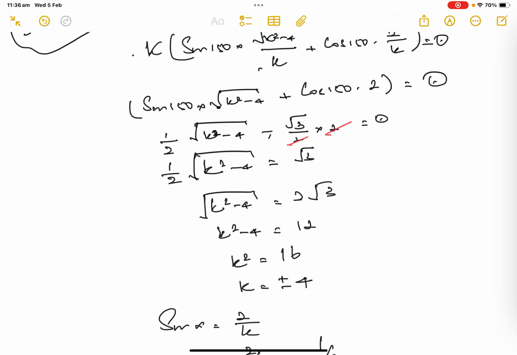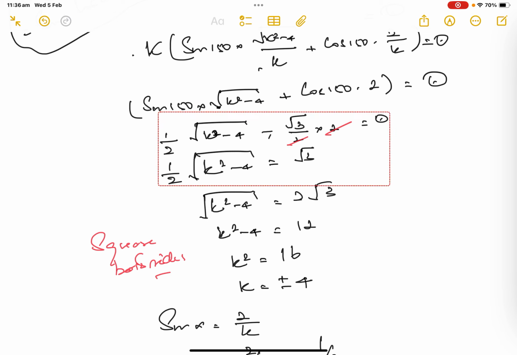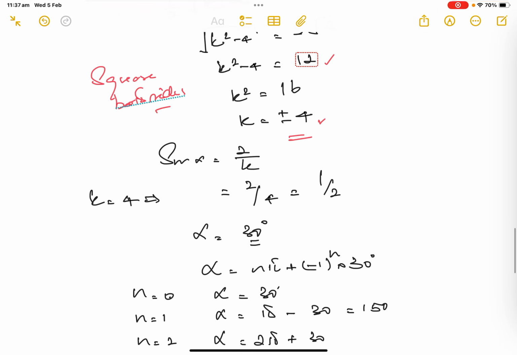So from that, cross multiplication: the square root of k squared minus 4 equals 2 root 3. Then square both sides. That gives us k squared minus 4 equals 2 squared, which is 4, times root 3 squared, which is 3, so 4 times 3 is 12. From that, take the minus 4 to the other side: k squared equals 16, k equals plus or minus 4. That's the value. We'll find out a bit more further.